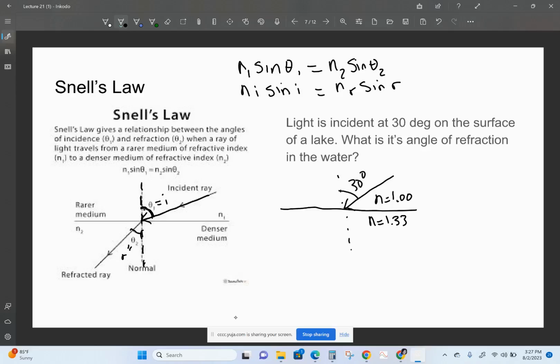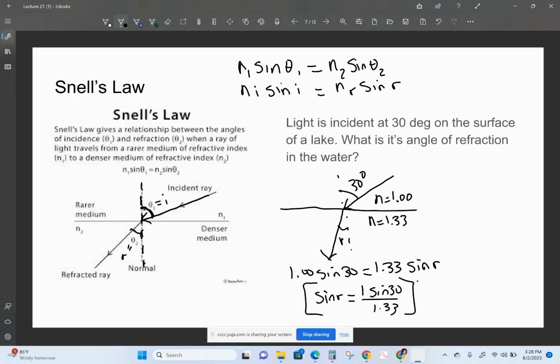Because it's going into a higher index, it's going to slow down and bend towards normal. So we're looking for R, and you notice that I draw this purposely to show that R is smaller than 30 degrees. And then I'm just going to say 1.00 times sine of 30 equals 1.33 times sine of R. So sine of R is going to be equal to 1 times sine of 30 divided by 1.33. And I'm going to take the inverse sine of those to get my angle.